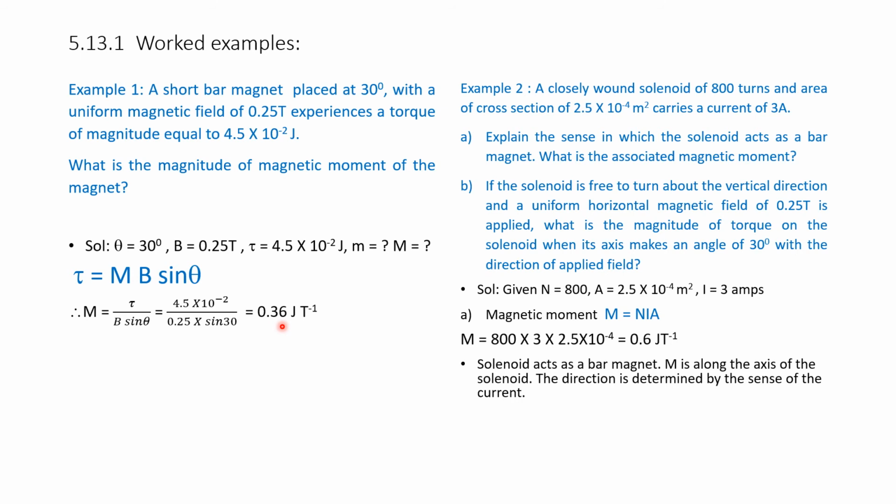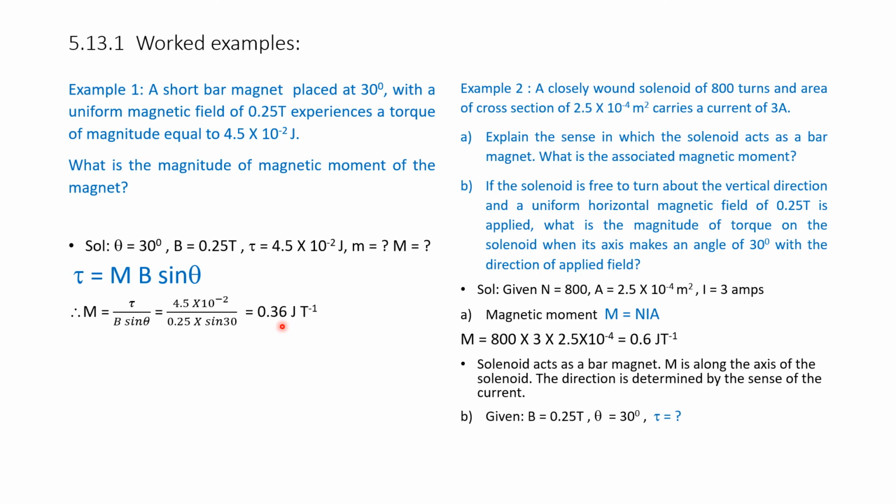Solenoid acts as a bar magnet. We have proved it in theory. M is along the axis of the solenoid, that is, magnetic moment is along the axis of the solenoid. The direction is determined by the sense of current.